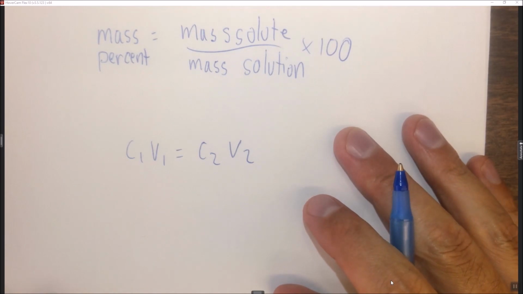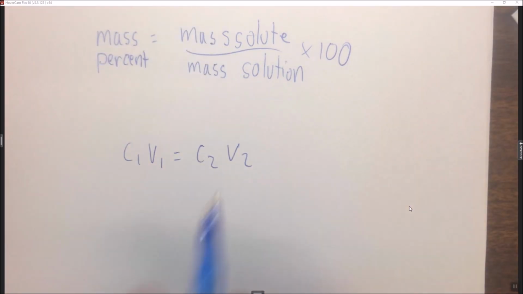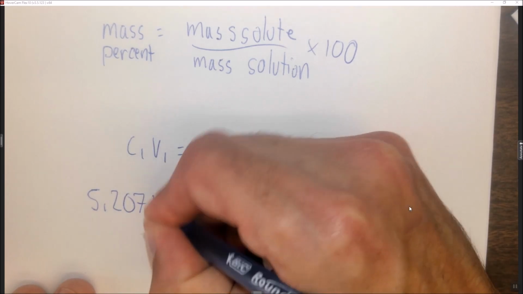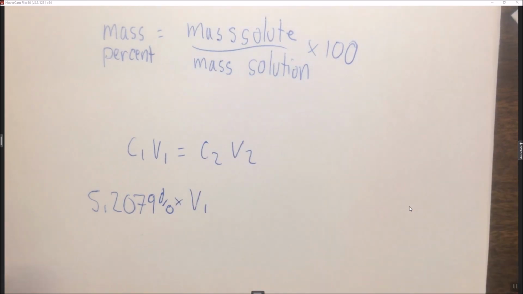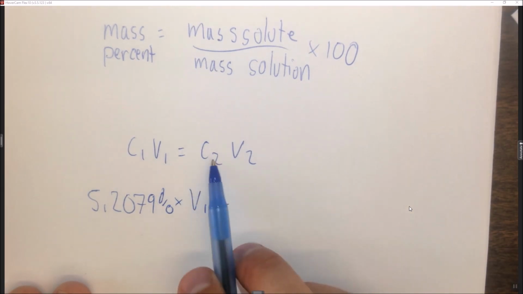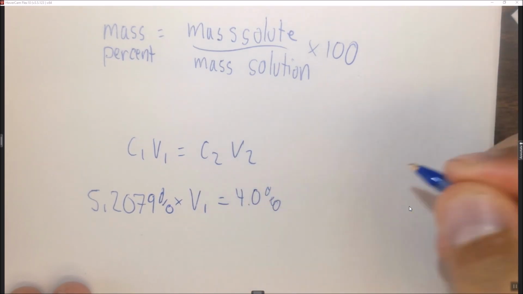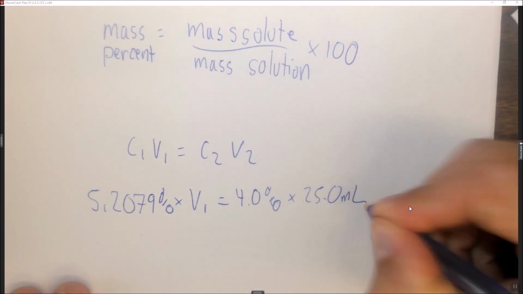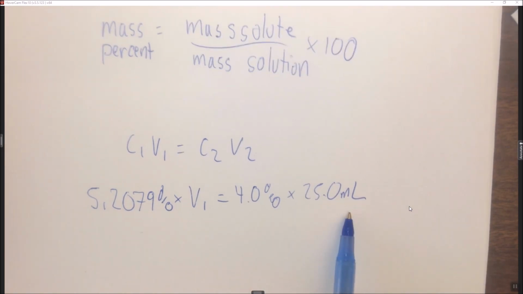In order to do this dilution, we need to plug in our values. So our initial concentration is 5.2079%. That's what we just calculated. The initial volume that we want, that's our variable X, or I'm just going to leave it as V1. The final concentrations are 4, 3, 2, and 1. We have to do them one at a time. But in this case, I'm going to put 4.0%. Then finally, our final volume is 25 milliliters. This is the final volume that we want to make because that's what the lab manual tells us.